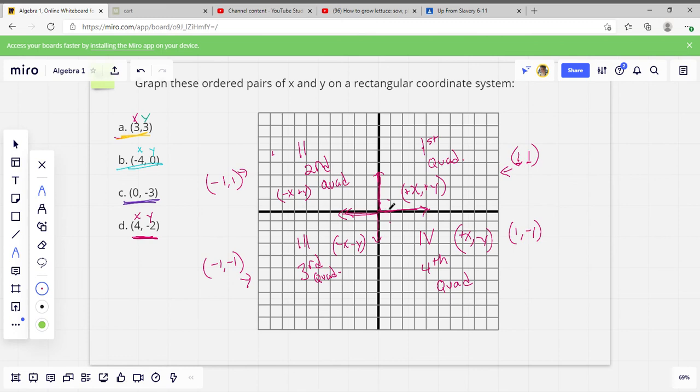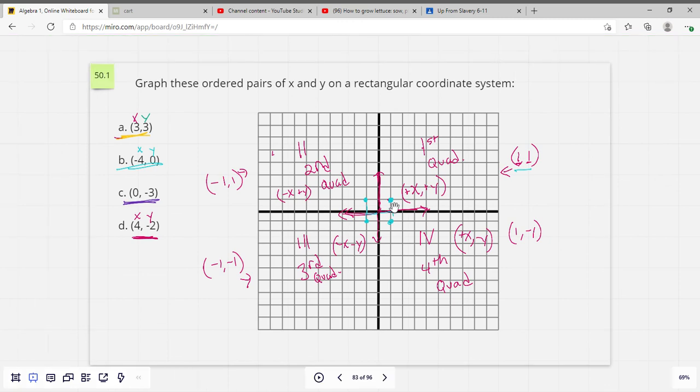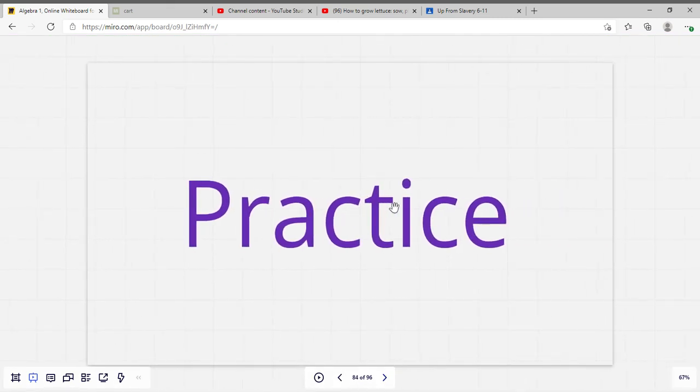So +1, +1 is this point right here. Let me change colors. +1, +1 is that. Okay. -1, +1, so I'm going to go backwards 1, up 1. So there. -1, -1, backwards 1, down 1. +1, -1, forward 1, down 1. Okay. All right. Pause the video and do the practice problems, and then I'll come back and work them for you.